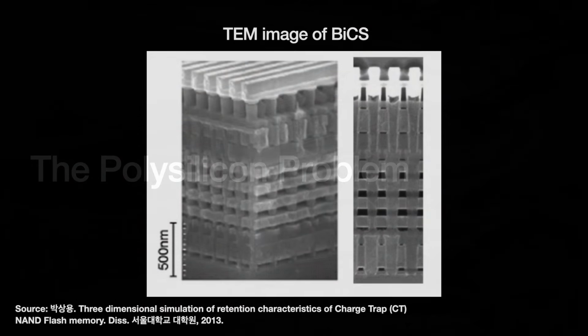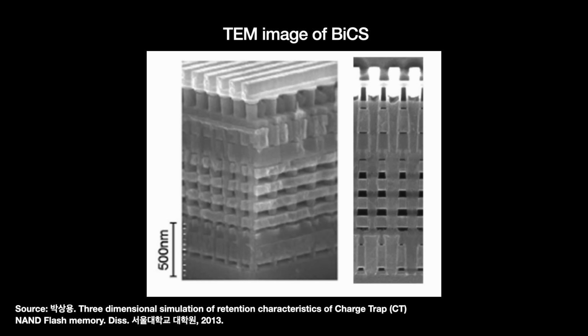BICS used polysilicon plates for its control gates. Polysilicon, even highly doped, has resistance that causes signals to travel more slowly through it. This degraded the cells' read and write speeds.